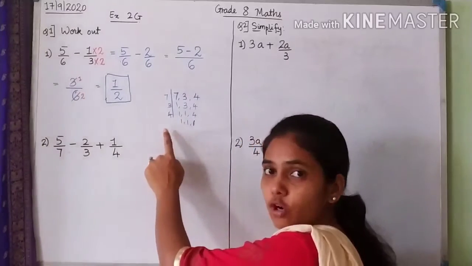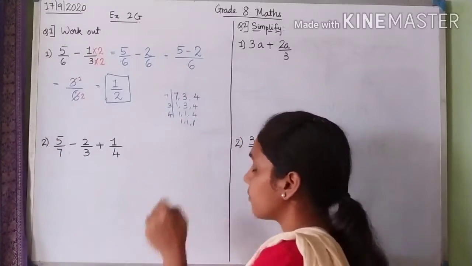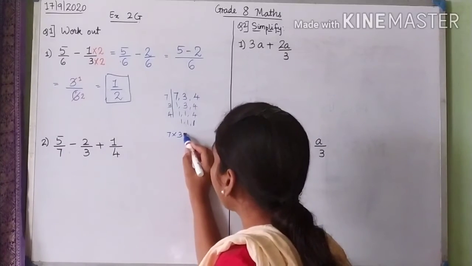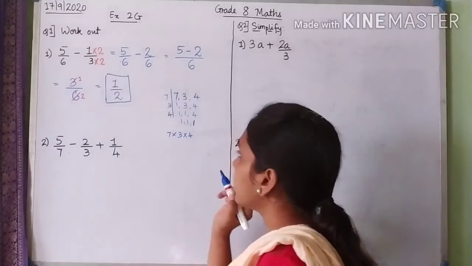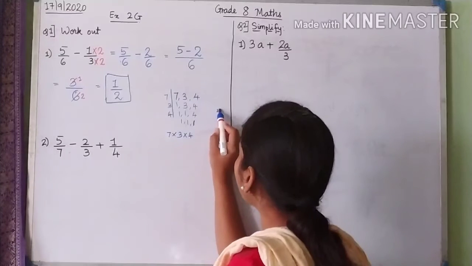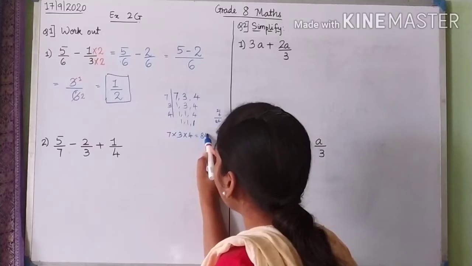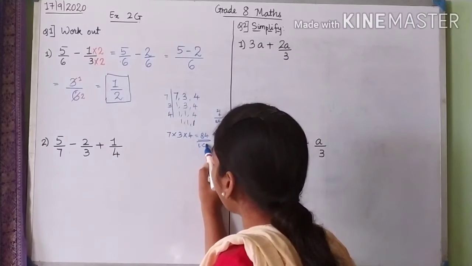Here, whatever numbers we have got, those we have to multiply. So what is 7 into 3 into 4? 7 2s are 14, 7 3s are 21. 21 into 4 is 84. Okay, so 84 is our LCM.